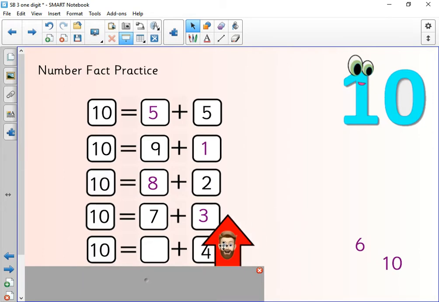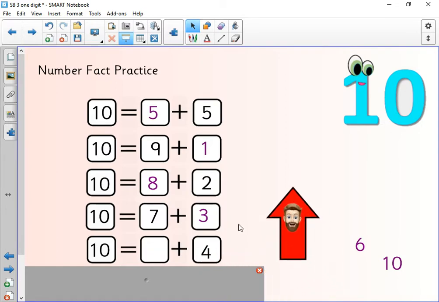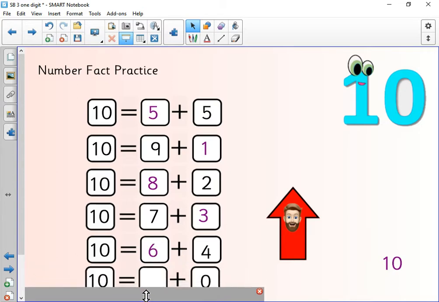The next one. 10 equals something add 4. What must that something be? You can shout out after 3. 1, 2, 3. That's right, it's 6. 6 add 4 make 10. And the last one.